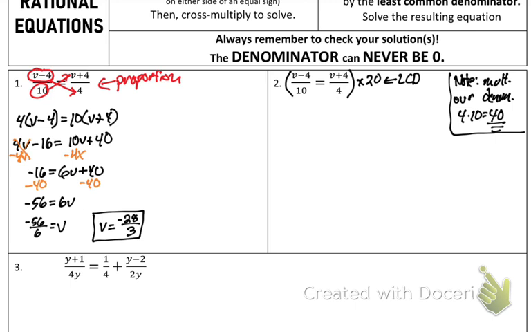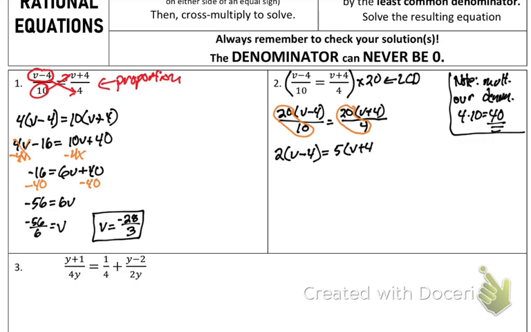So when I distribute this 20, I'll have 20 times v minus 4 all over 10 is going to equal 20 times v plus 4 over 4. Now, these 20 and 10 and this 20 and 4, we should be able to use those to get rid of our denominators, knowing that 20 divided by 10 will leave me with a 2. So we have 2 times v minus 4. Our 20 divided by 4 is going to be 5. So we're just going to have 5 times v plus 4.